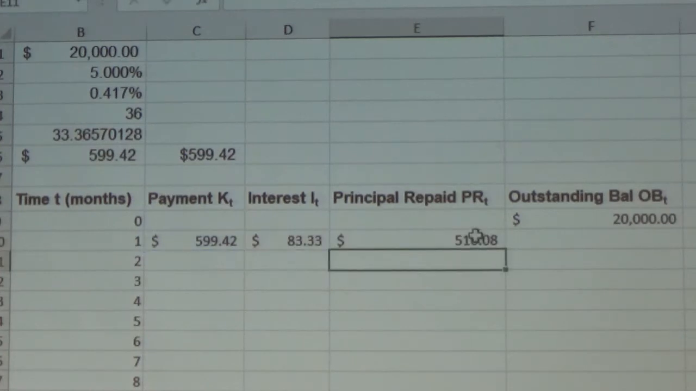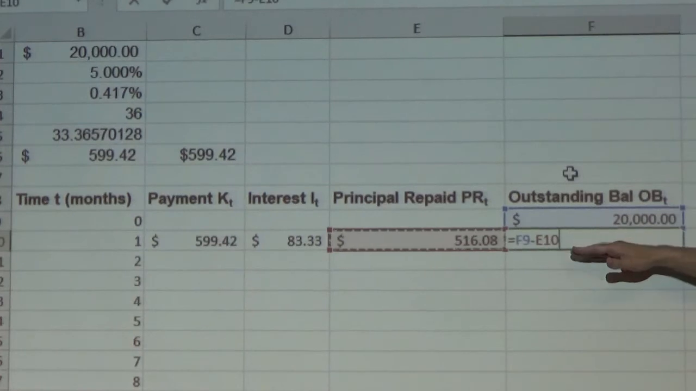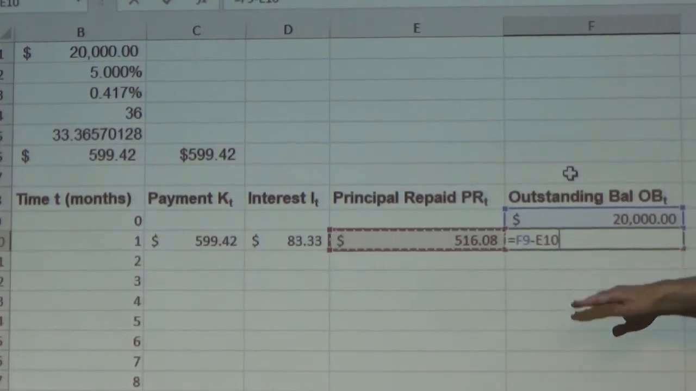And I want those cell references to change, so I did not use dollar signs. Now take the previous outstanding balance in cell F9 and subtract how much the principal gets reduced in cell E10. No dollar signs there. I want that to get updated to being F10 minus E11, etc. I think now we are ready to copy and paste this row all the way down.